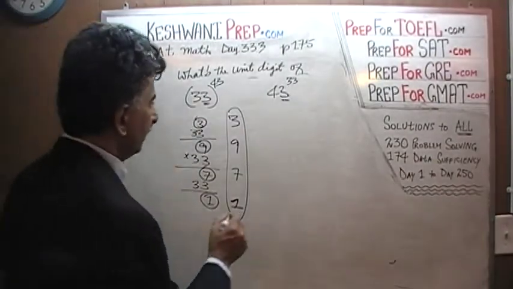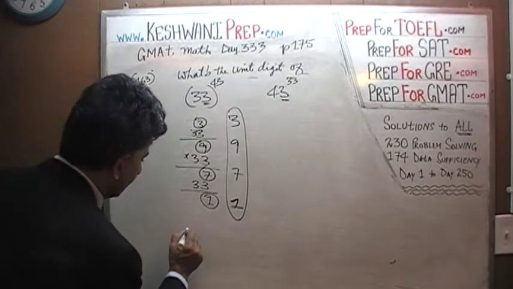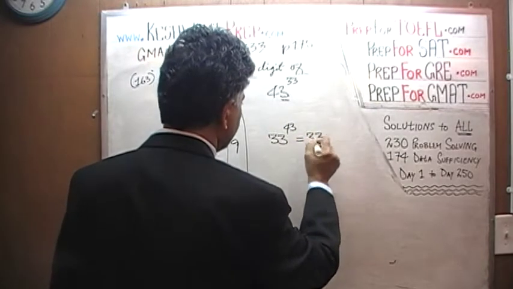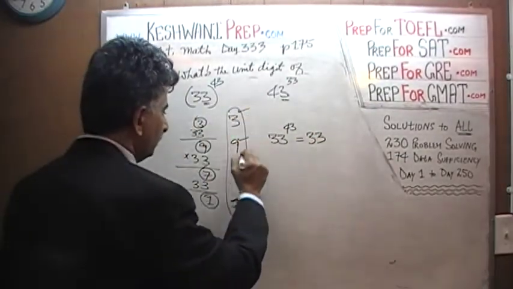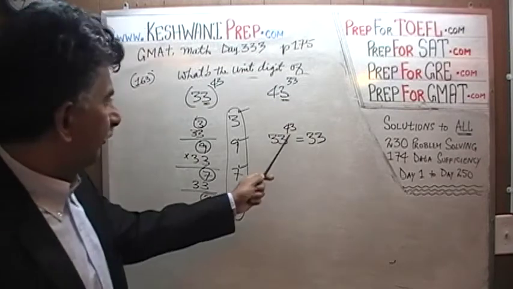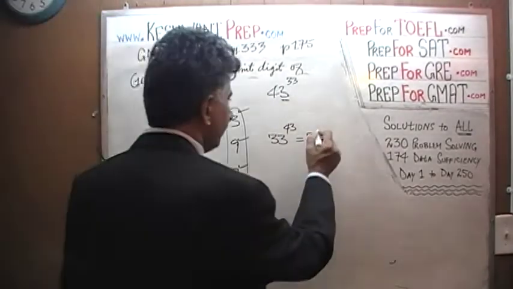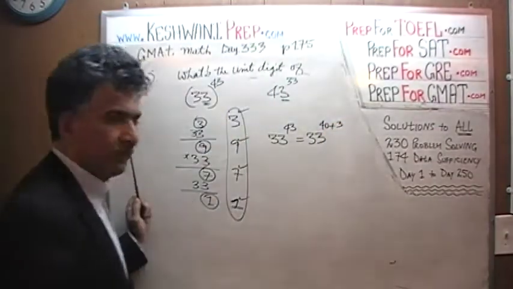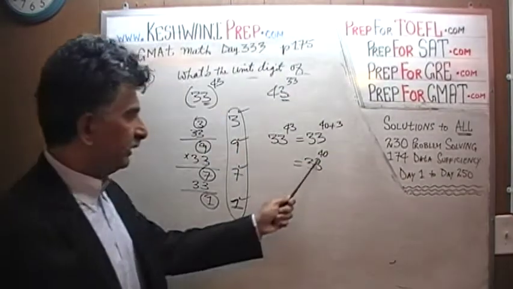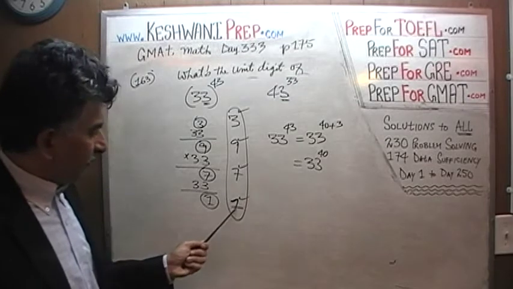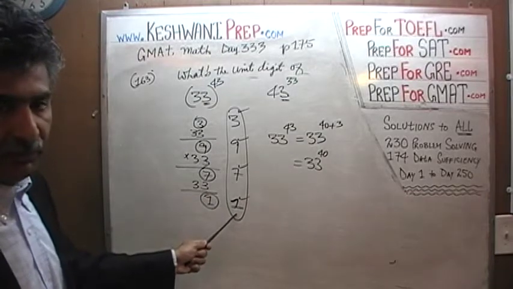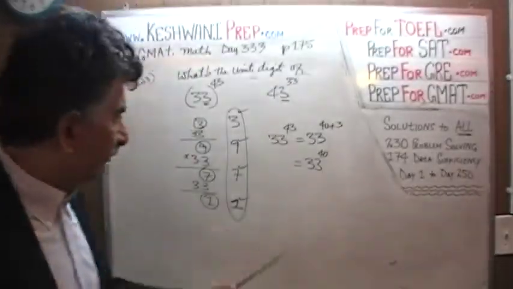Now let's take a look at 33 raised to 43. The question is, how many 4s in 43? 43 has 10 4s, so it can be written as 40 plus 3. 33 raised to 40 is the full sequence, the end of the 10th cycle.